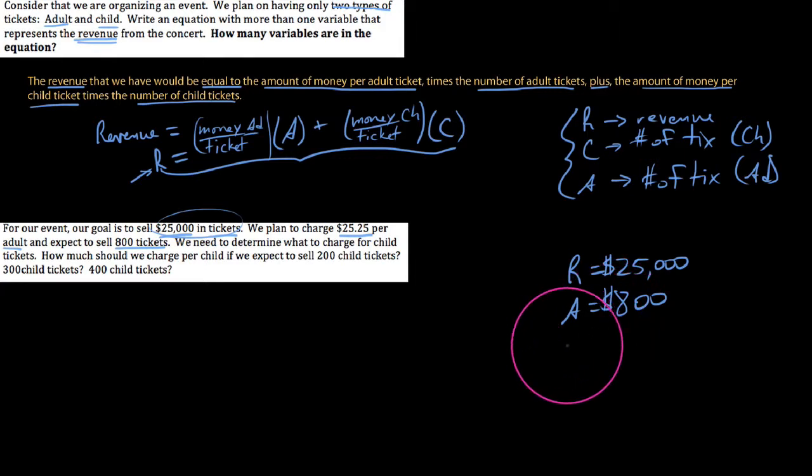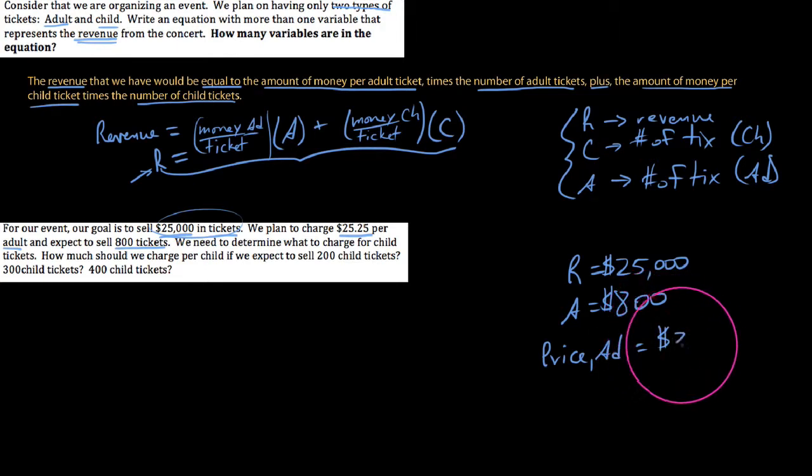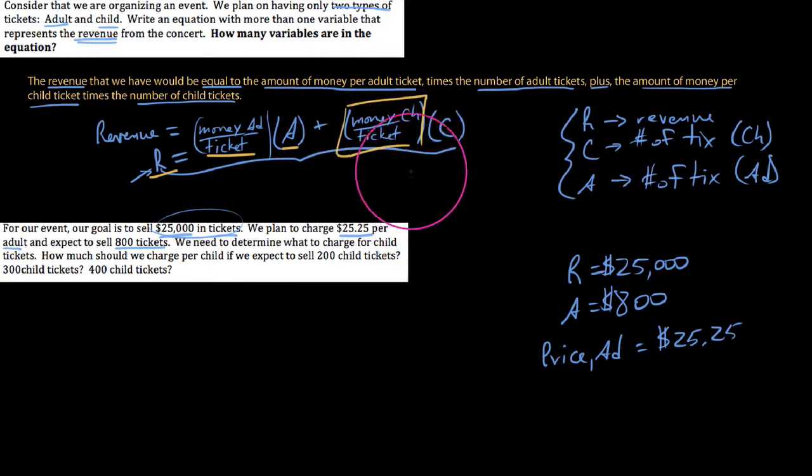And then the other thing I want to say is the price for an adult, okay? We'll write it this way. Price for an adult, we say, is $25.25. So now the question becomes this. We need to determine what to charge for a child ticket. So in terms of our model up here, revenue we know, okay? Adult tickets we know, the price per adult ticket we know. We want to find out how much to charge for a child ticket.